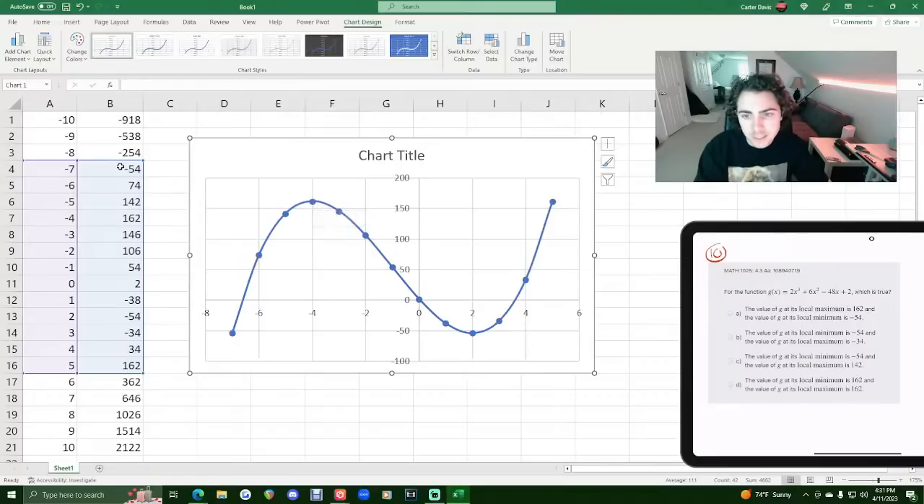And that makes sense even when you look at these values here. Look how the y values are changing. They're negative, then they're positive, they're getting larger and larger. They hit 162 and then they start going back down. So the maximum is definitely 162.